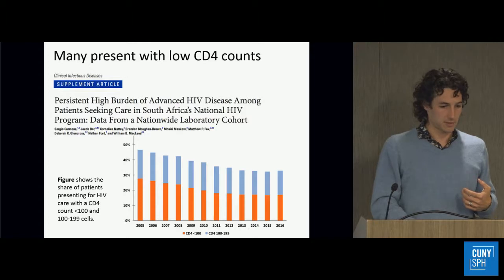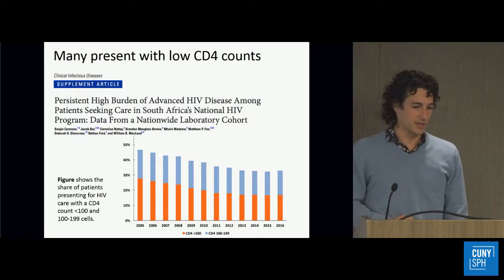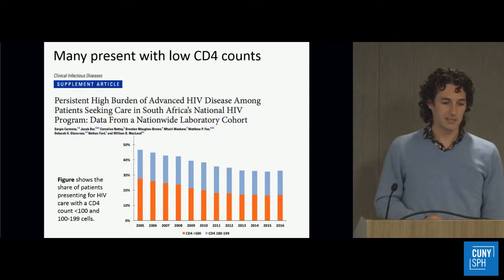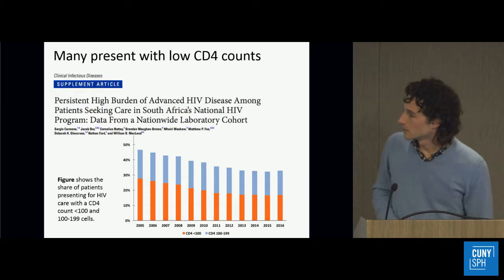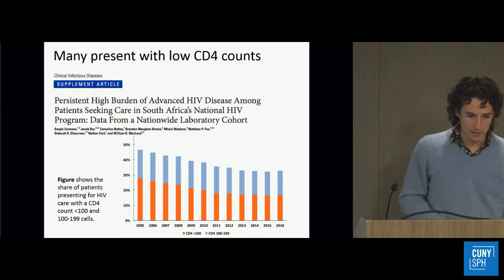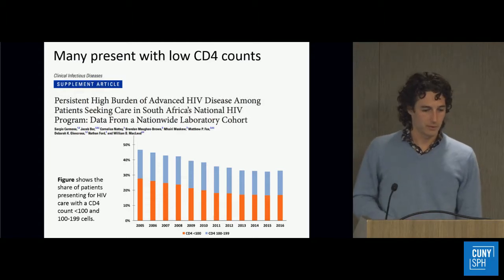So let me show you some results. One thing we find is that even in this era, patients are continuing to present with low CD4 counts. So maybe a third of patients, 35% of patients, are presenting with a CD4 count below 200.